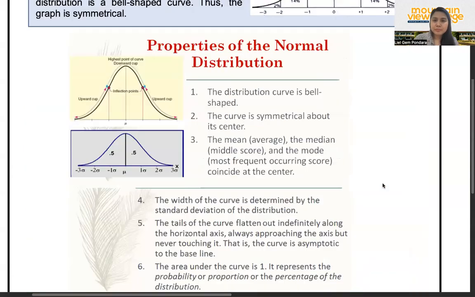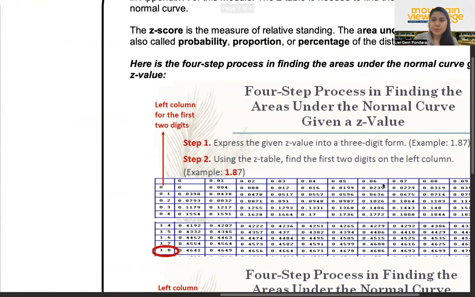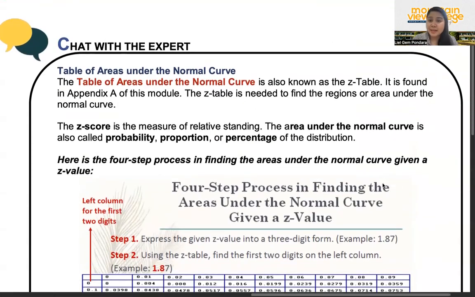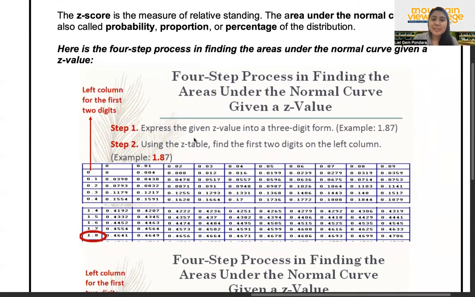Now, let's go to the next page. How do we find the areas under the normal curve? Here's how you're going to do it with a 4-step process. First, for example, we express the given value in a 3-digit form. So example 1.87. The next step 2, using the Z table, find the 2 digits in the left column. Example, we're looking for 1.87.